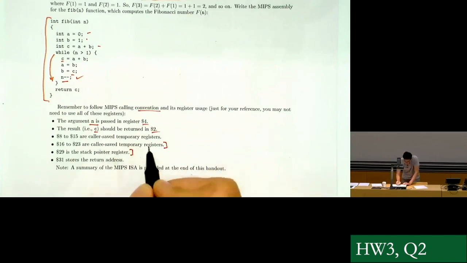We're going to need the stack pointer, as you might remember, to save the temporary registers. And we also need one return address because, as you remember, every time that we call a subroutine, a function, we need to store the return address somewhere, and the return address is the return program counter, and this is typically stored in register 31. So let's take a look at this code.